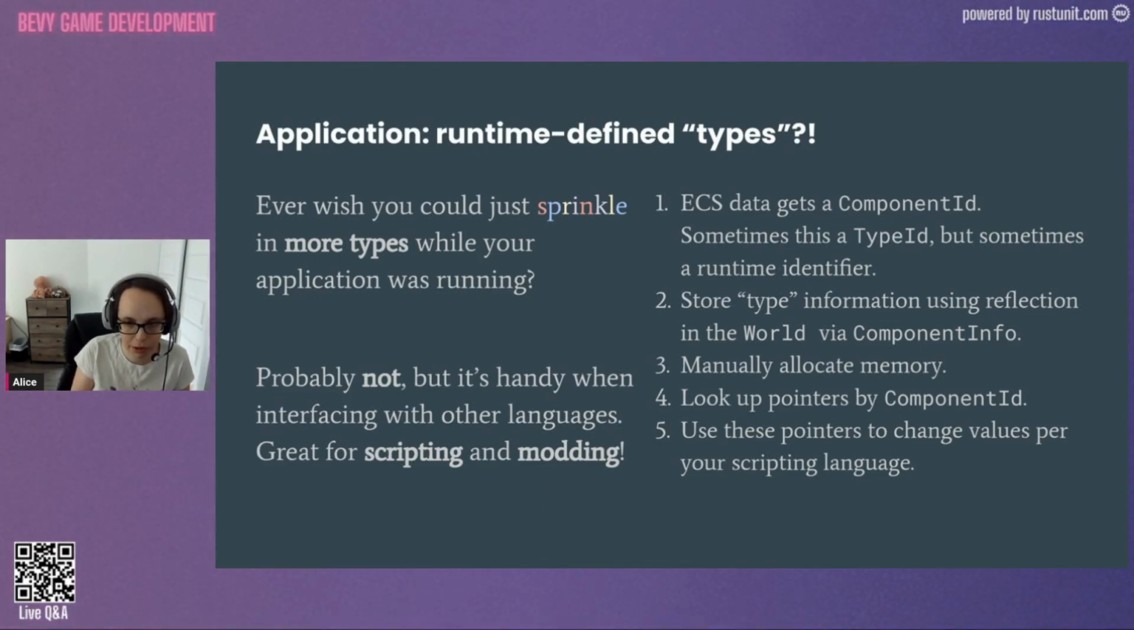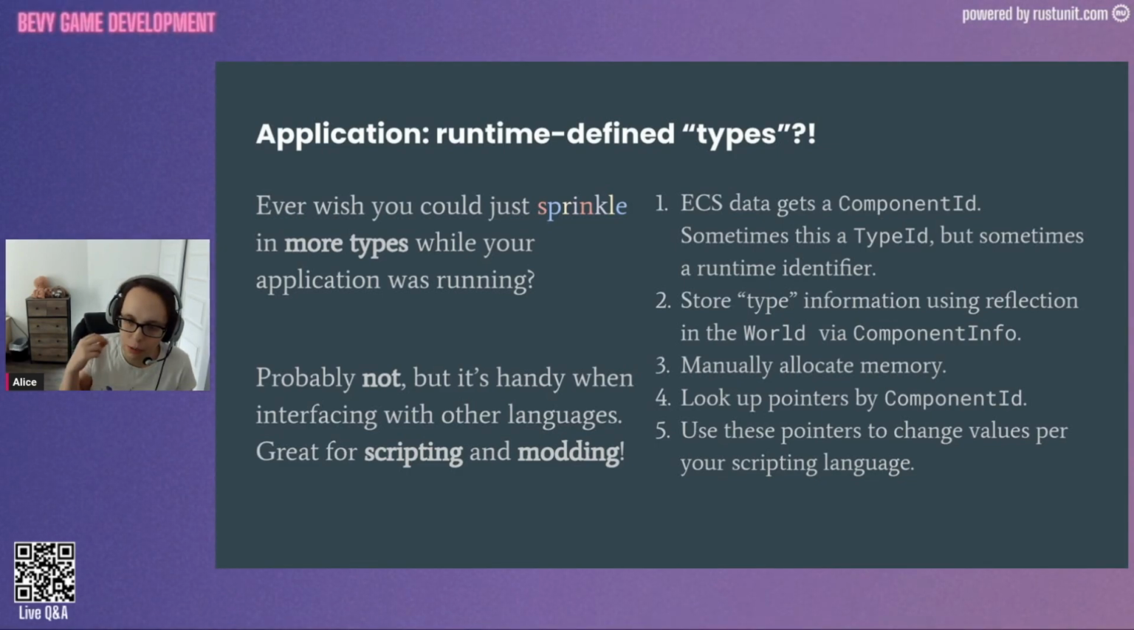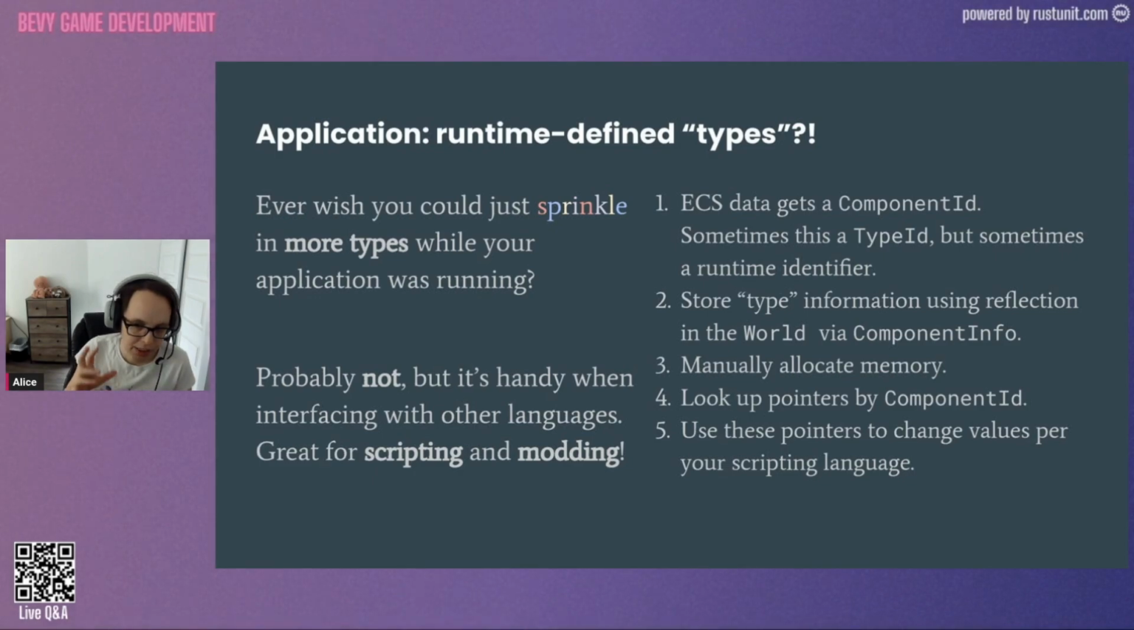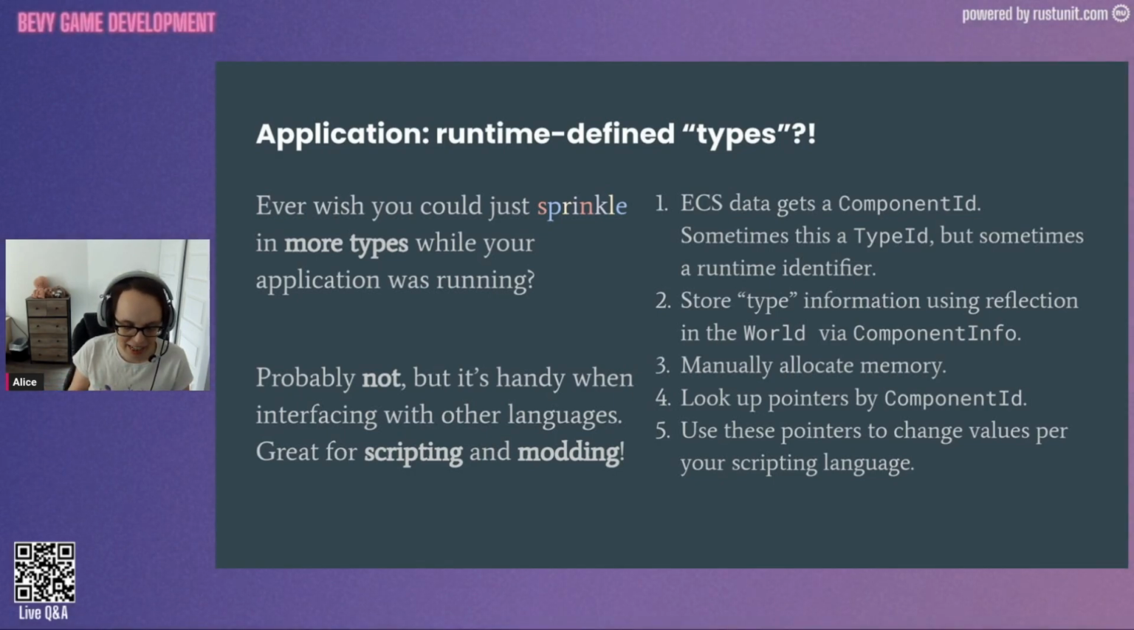I mean, it's probably also going to be useful for relations, but relations uses lots of curse magic. The way it works is that when ECS data, so components or resources, are inserted into the world, they'll be initialized with a component ID. A component ID is just a unique, opaque identifier. We love unique opaque identifiers in this house. They'll get a component ID, which is sometimes a type ID, but if it's a runtime type, it's a runtime defined identifier.